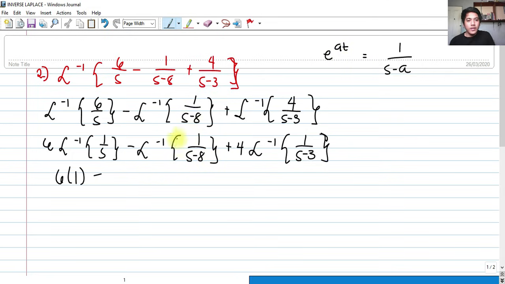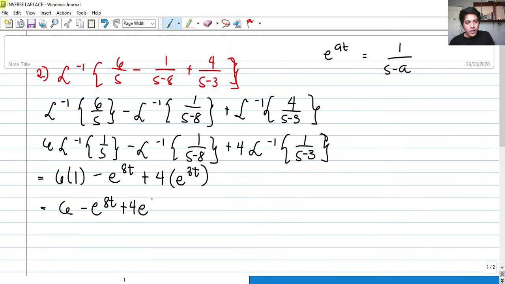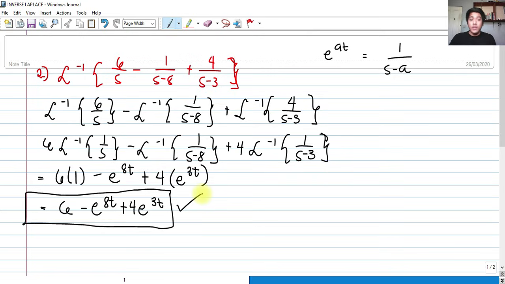So what will happen, this inverse Laplace would be equivalent to e raised to 8t, plus 4 times the inverse Laplace of 1 over s minus 3, that is e raised to 3t. So we have an answer that is 6 minus e raised to 8t plus 4e raised to 3t. So this is our inverse Laplace, our original function in terms of t.